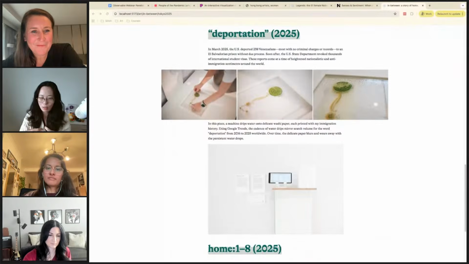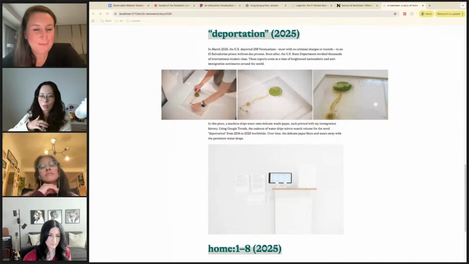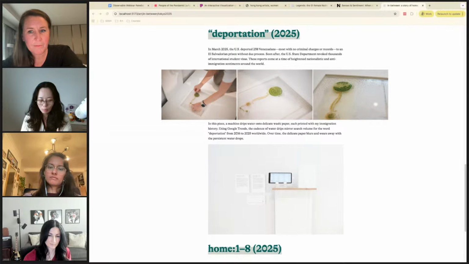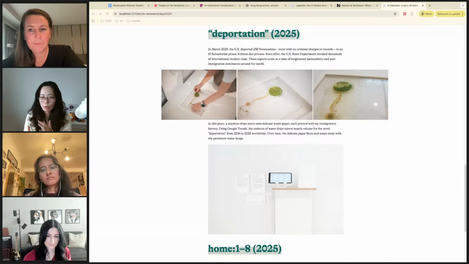This is my in-progress write-up, but the place I wanted to ground this art show in as a starting point was March of this year, when we got the reports of the 238 Venezuelans that were deported from the U.S. with no due process. I kept thinking about what it means to try to build a home in a place where your ancestors did not grow up, to spend decades in a place and still feel the threat of being deported.